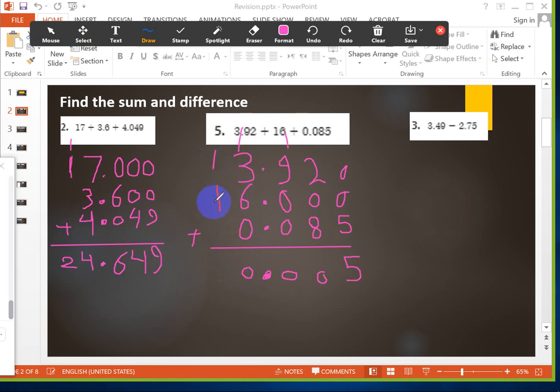1 plus 1 equals 2. So the final answer is what? 20.5 thousandths.